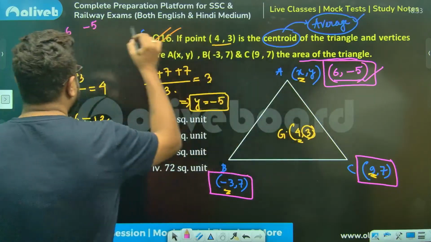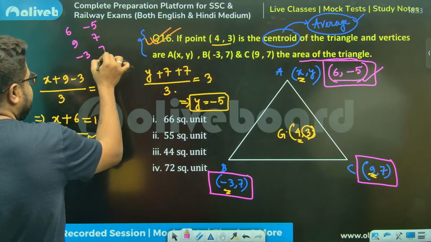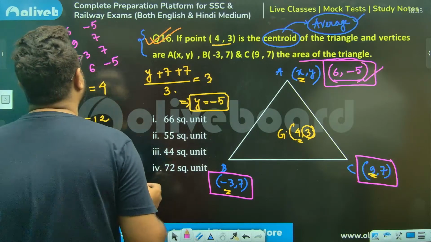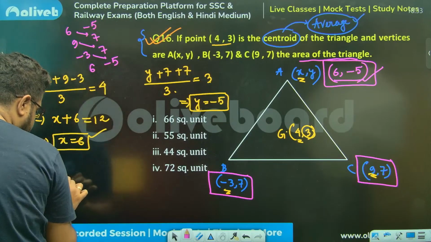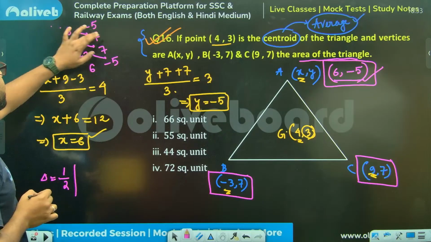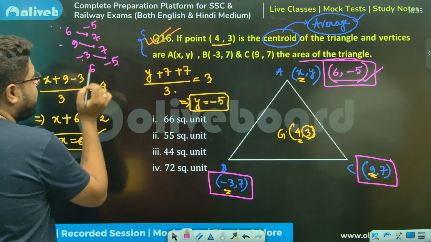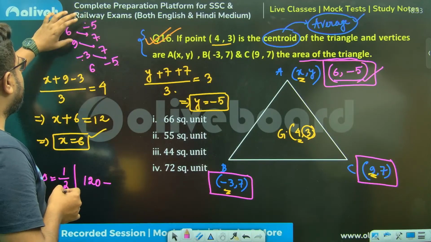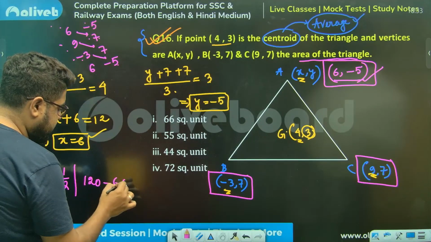6 minus 5, then 9, 7, then minus 3, 7. But again, the first one you need to write another time. Let's calculate, sir. So area will be half modulus 6 into 7, 9 into 7, meaning 15 into 7, 105. 105 and 15, 120. Minus 45 minus 21, 45, 21, 66.